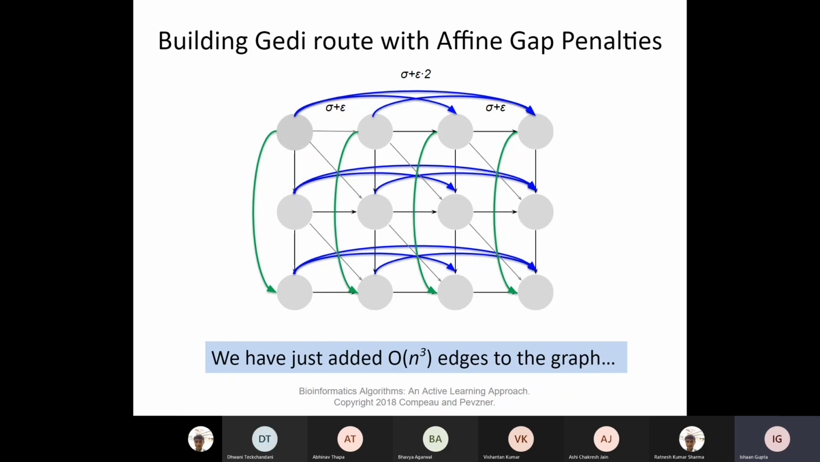because each node is now connected. There are three ways, actually four ways, in which you can go out from each node. All right, is this clear?